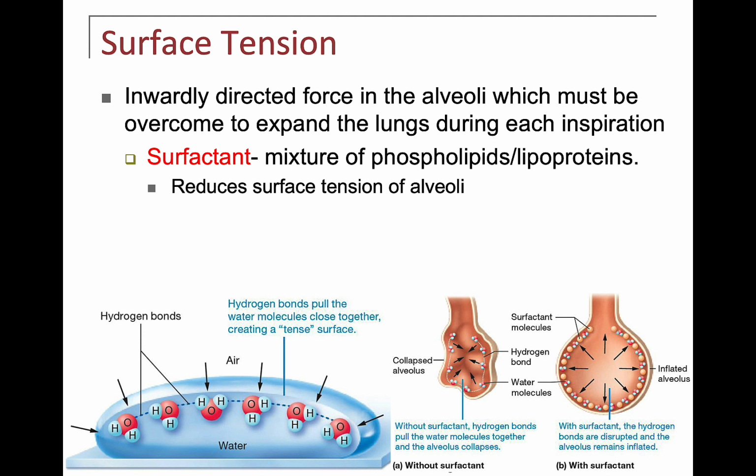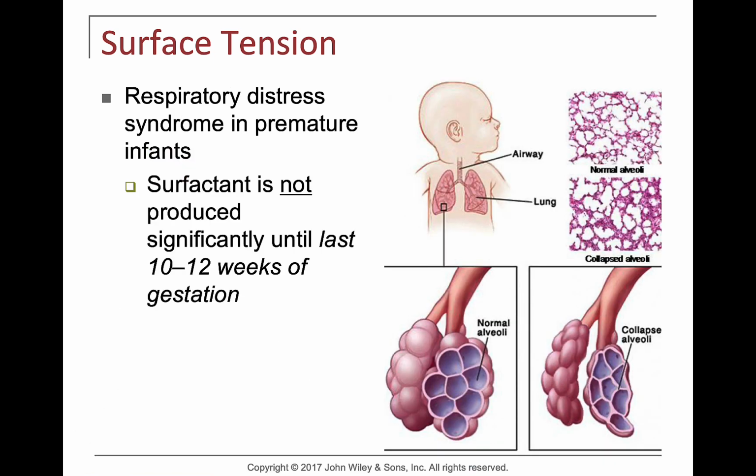So surfactant is not produced significantly until the last 10 to 12 weeks of gestation. So many times premature babies will be born with respiratory distress syndrome because they are not producing enough surfactant, and they'll have those collapsed alveoli as you see in the microscope figure there. So that's what causes respiratory distress syndrome in infants.